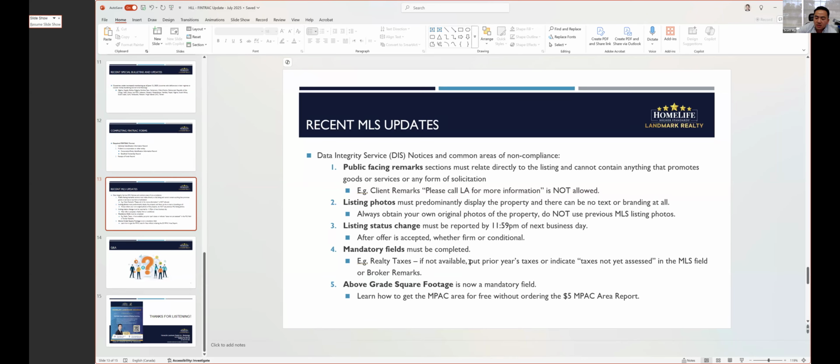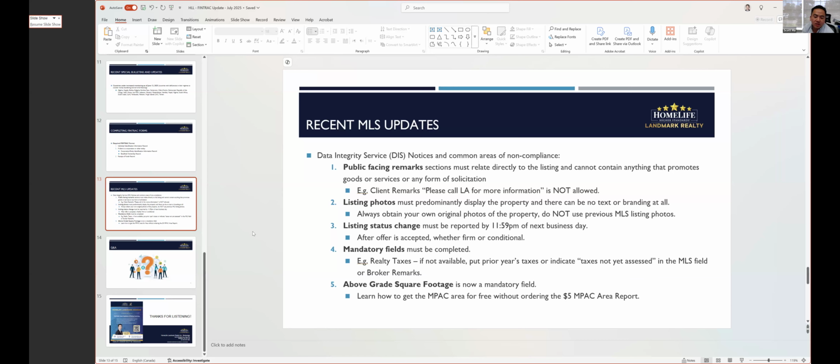If the field requires a number and you cannot put the text, then you have to put in the broker remarks, quote, taxes are not yet assessed. So that way you get around the problem of putting information that's inaccurate, because that could be a misrepresentation. So you always want to put details in the broker remarks so that it's clear for other agents to see.